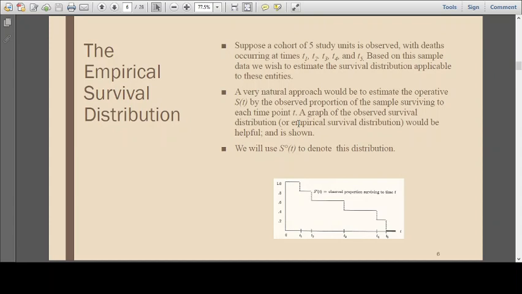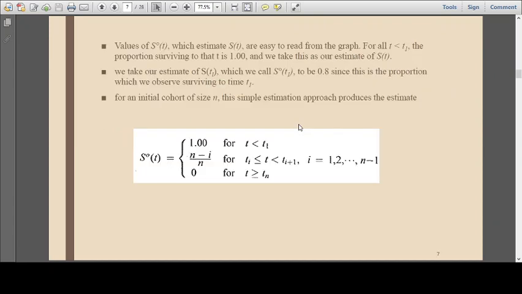A very natural approach would be to estimate the operative survival function S(t) by the observed proportions of the sample surviving to each time point t. You may see it as illustrated in the graph below. We will use S naught(t) to denote this distribution. Values of S naught(t), which estimate S(t), are easy to read from the graph.